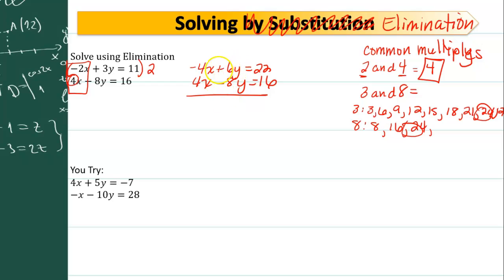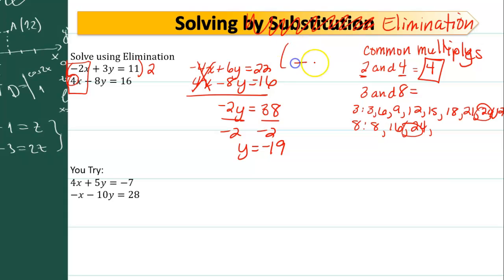I now want to make sure that they're opposite signs, which they are. Negative 4 and 4 will cancel out when I add because negative 4 plus 4 is 0. 6 plus negative 8 is negative 2y, and 22 plus 16 is 38. I divide both sides by negative 2, and so y equals negative 19.